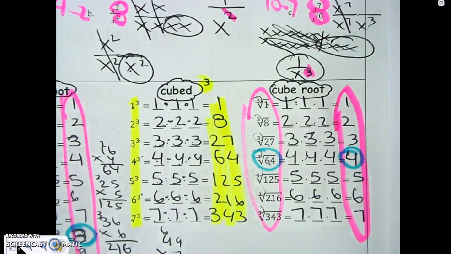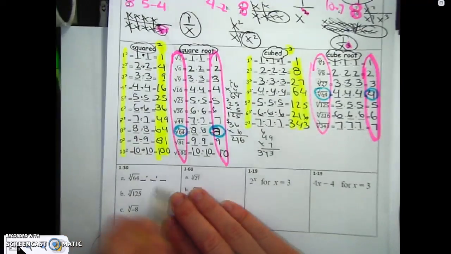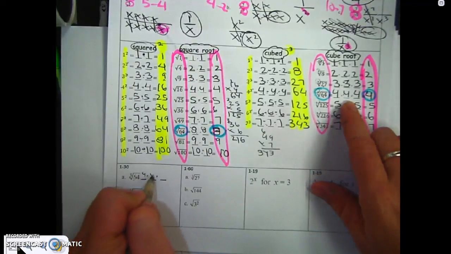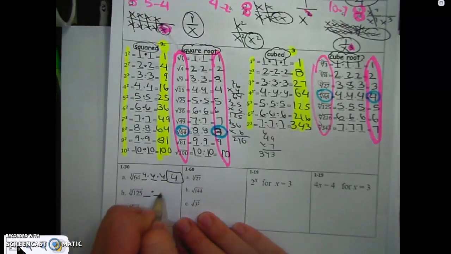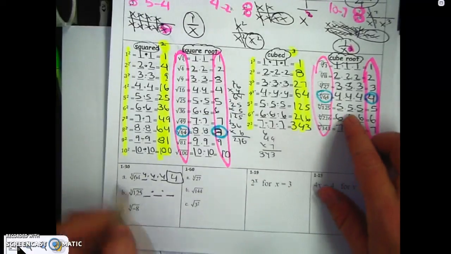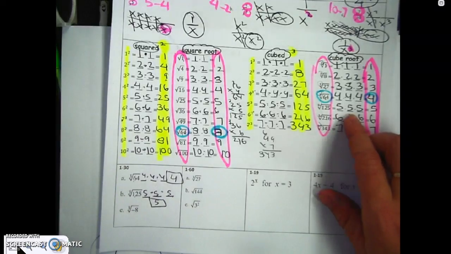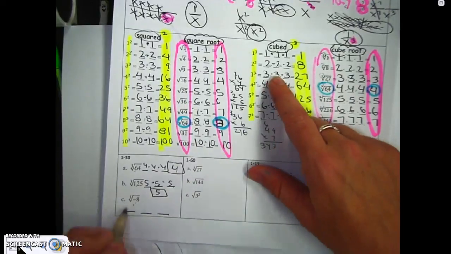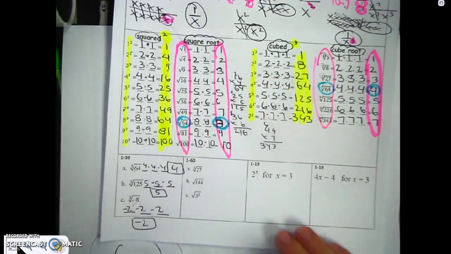All right. So now that you did that, I need you to actually figure out the answers to these, okay? So you need to figure out what times what gives you 64. Let's look. 4 times 4 times 4. Boom. The answer is 4. What times what times what gives you 125? 5 times 5 times 5, 125. This one's crazy. What times what times what gives you 8? 2, 2, 2, but it's negative. So the answer is negative 2.